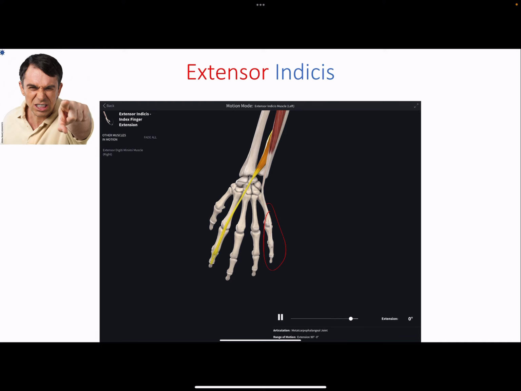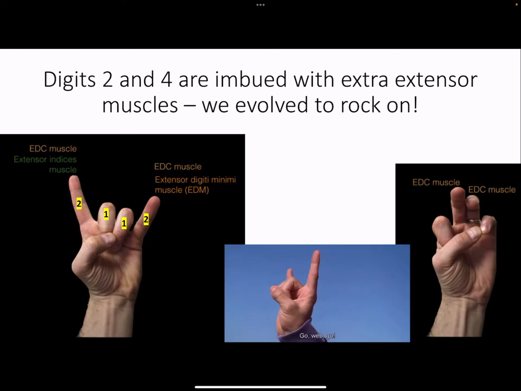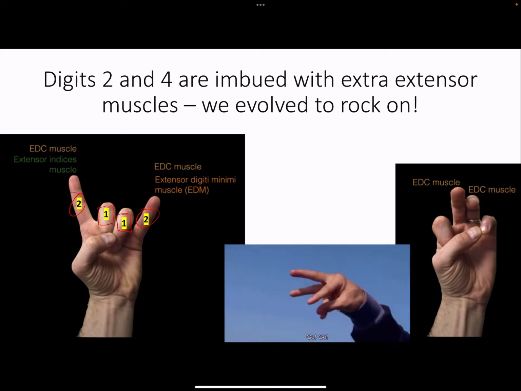But this is important because remember that the indicis and the digiti minimi both have their own extenders. Does that mean that the extensor digitorum does not go to those two because they have their own? No, that just means that these puppies have extra. And so we see here that we have two extenders on these fingers, and we only have one extender on both of these digits, 3 and 4.